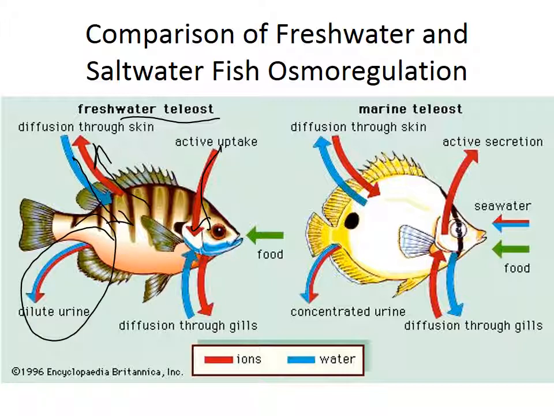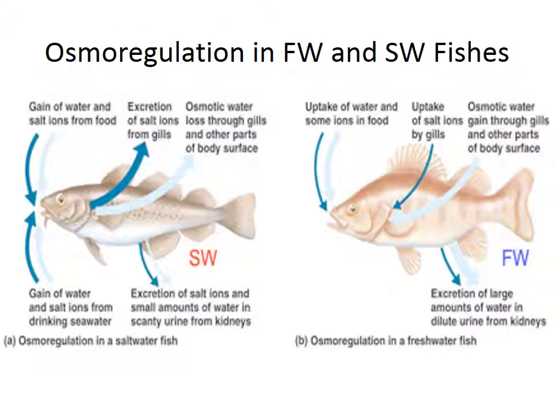In the marine fish, what you see is water is, yes, diffusing through the skin because it would. The urine is awfully concentrated, and then there is active secretion, not uptake, but secretion of ions out because the fish does not want that many ions inside it.